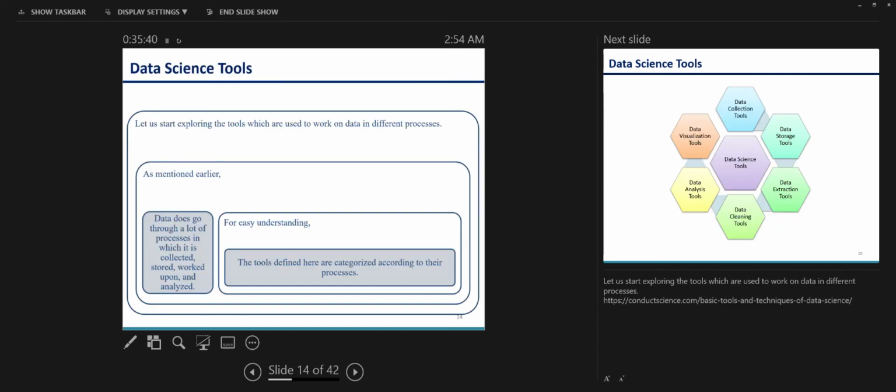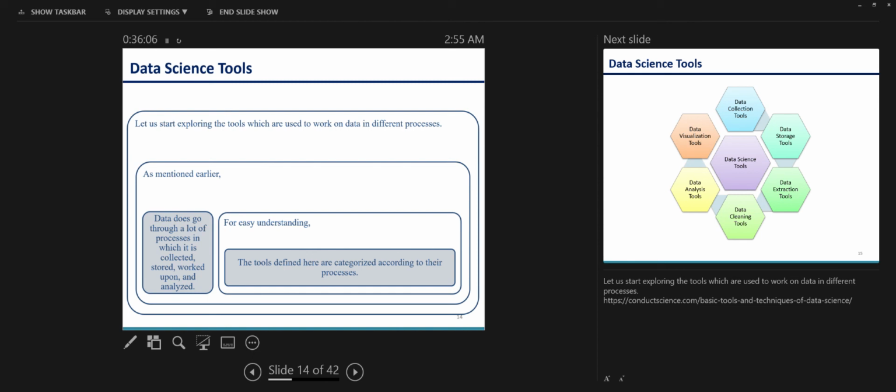So in data science we will explore the tools which are used to work on data in the different processes. As mentioned earlier, data goes through a lot of processes in which it is collected, stored, worked upon and analyzed. That is the whole of data science. And for easy understanding, the tools defined here are categorized according to their processes.